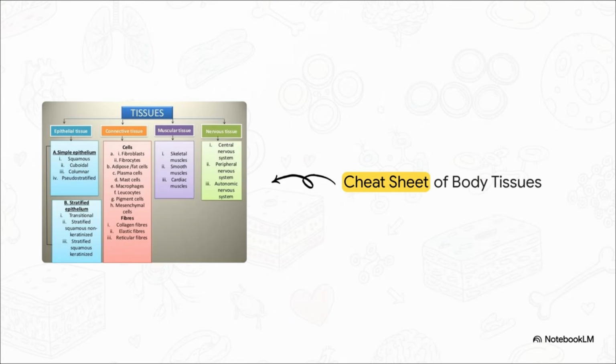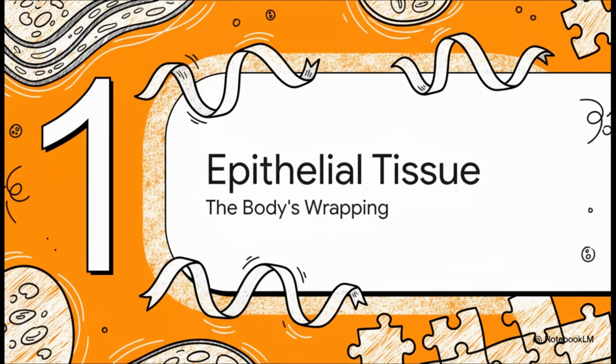This flowchart from the lecture is basically our master cheat sheet for the night. It shows exactly how literally all the tissues in the body are divided into those 4 categories: epithelial, connective, muscular, and nervous. So whenever you feel kind of lost in the weeds today, just picture this flowchart. It's your ultimate roadmap. Moving right along to Section 1, epithelial tissue, which is basically the body's wrapping.